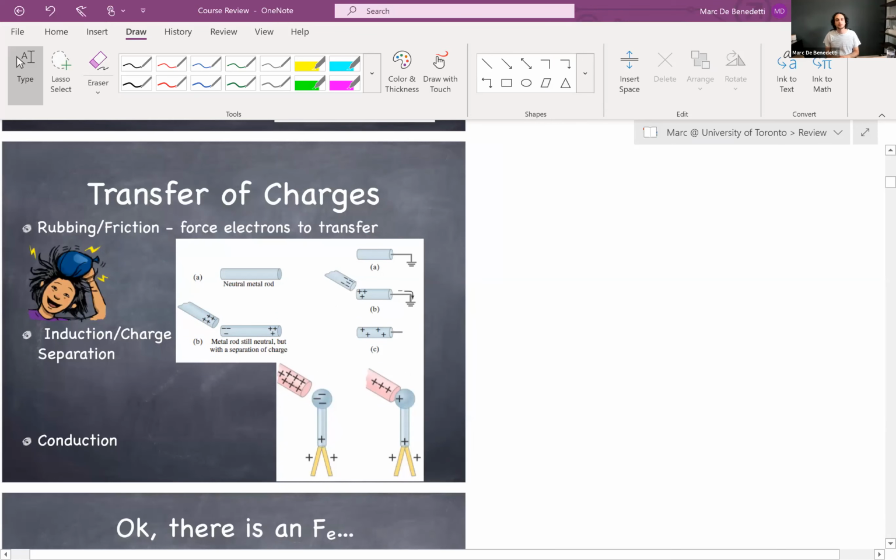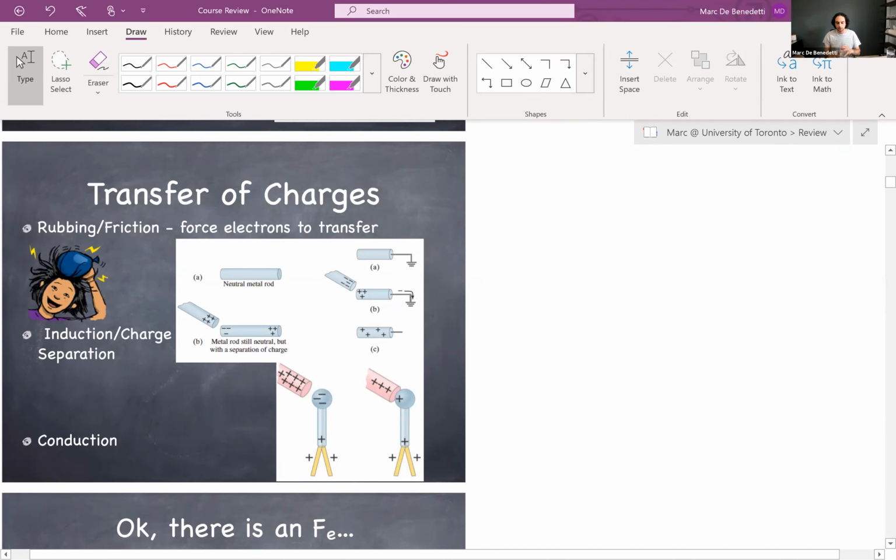We also talked about how we know that charges exist. We talked about how we obtain charged objects. There are three mechanisms in which we can obtain charged objects. There's rubbing or friction. This is like your laundry as it tumbles in the dryer. This is when you're sitting in your car and you get out and shock yourself, because there's rubbing between your shirt and the fabric of the seat. Or you may have seen the demonstration where you rub a balloon on your hair. These are all examples of rubbing or friction.